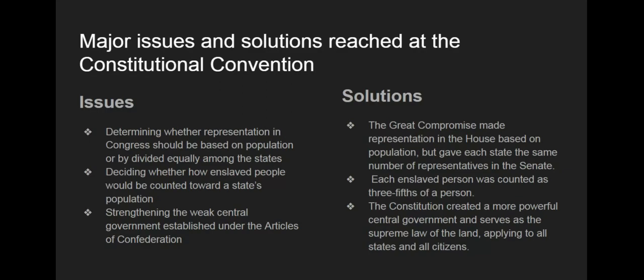They came up with a compromise for the enslaved population. So each enslaved person was counted as three-fifths of a person. This is known as the three-fifths compromise. The Constitution created a more powerful central government, also known as federal or national government, and serves as the supreme law of the land and applies to all states and all citizens.